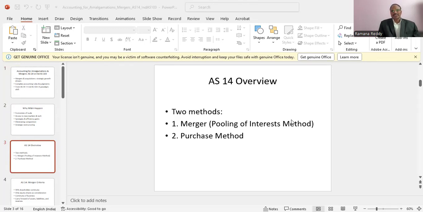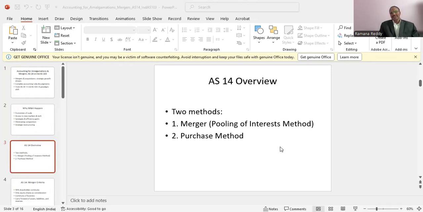We'll see India's Accounting Standard 14, AS 14. We'll see an overview of AS 14 first. Let's start with AS 14, which is still applicable for entities following old Indian GAAP. There are two methods involved in AS 14. One is the merger, the pooling of interest method, and the other is the purchase method. I'll first discuss amalgamation in the nature of merger, the pooling of interest method.